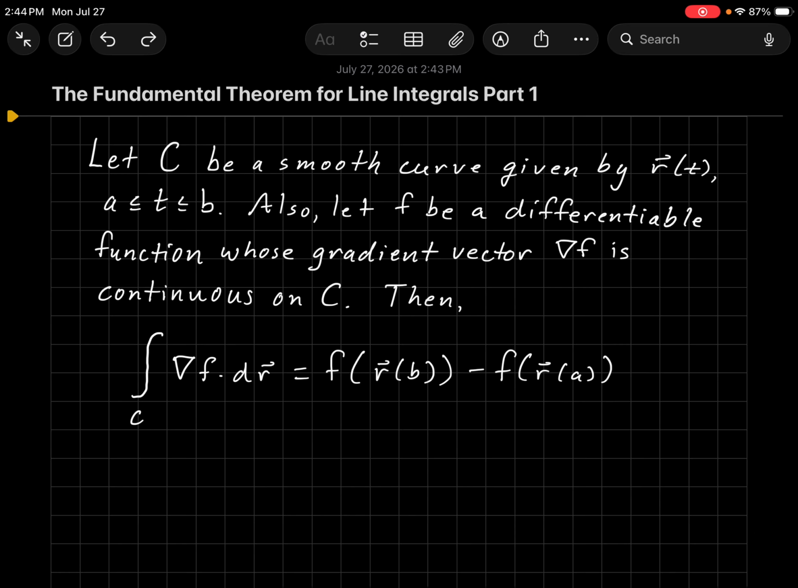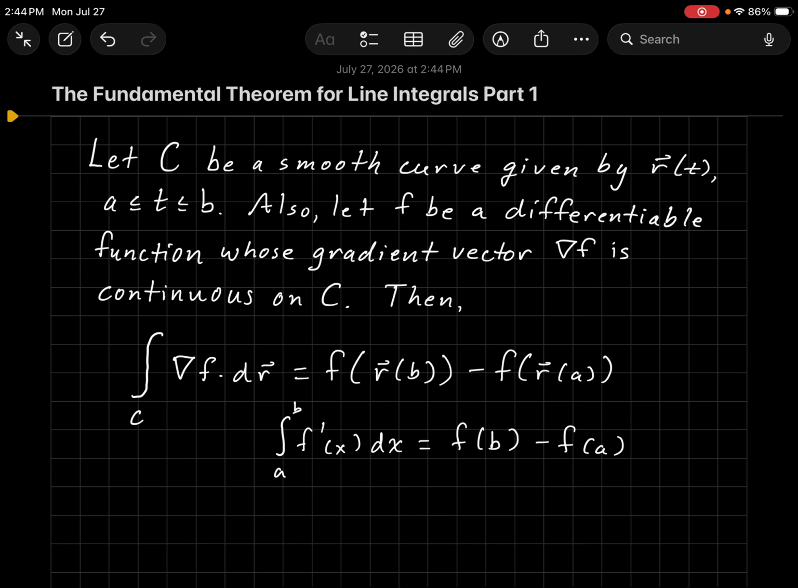This is a multivariable or line integral version of the fundamental theorem of calculus, where, if you recall, we said the integral from a to b of f prime of x dx equals f of b minus f of a. That is, the integral of the derivative is the change in the value of the original function.